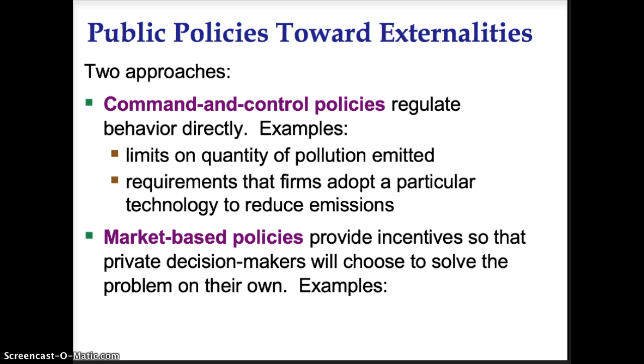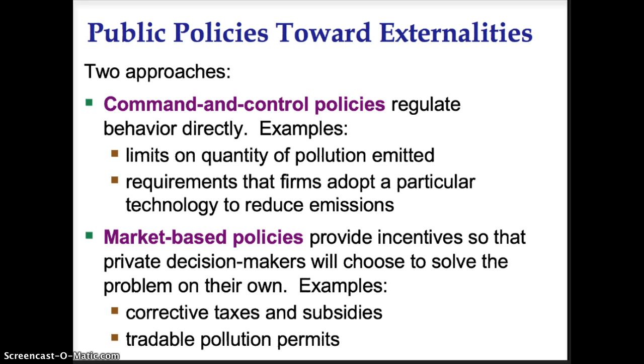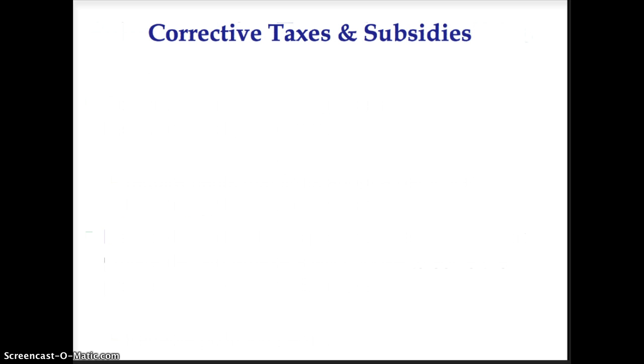Market-based policies provide incentives so that private decision makers will choose to solve the problem on their own. Examples include corrective taxes and subsidies or tradable pollution permits. Let's discuss corrective taxes and subsidies.